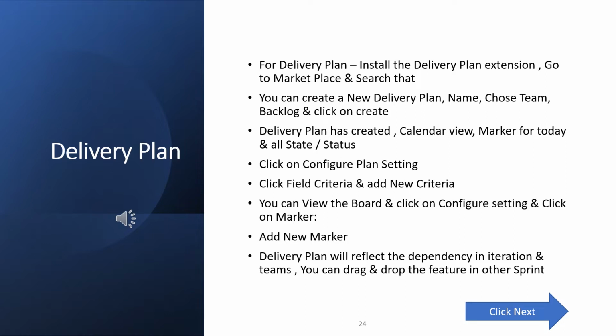We need to add a plan by choosing the new plan button, and we can fill in the required details. We have to give the name of the delivery plan, the project name, the team, and then the backlog. We can also add multiple teams. We can add a criteria and click on the create button. Then our delivery plan will get created. The snapshot is in the next slide. We will also look at how to add a marker.